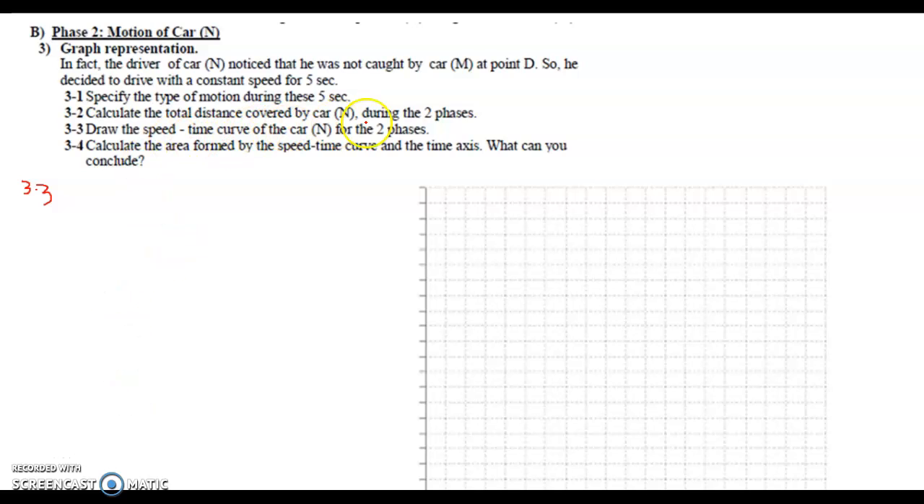After calculating the total distance covered during the two phases, we now have to draw the speed-time curve of the car for the two phases. Let's recall the time equations in each phase.